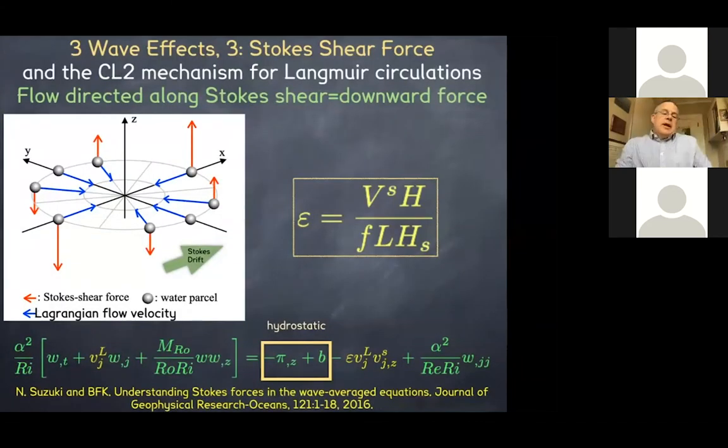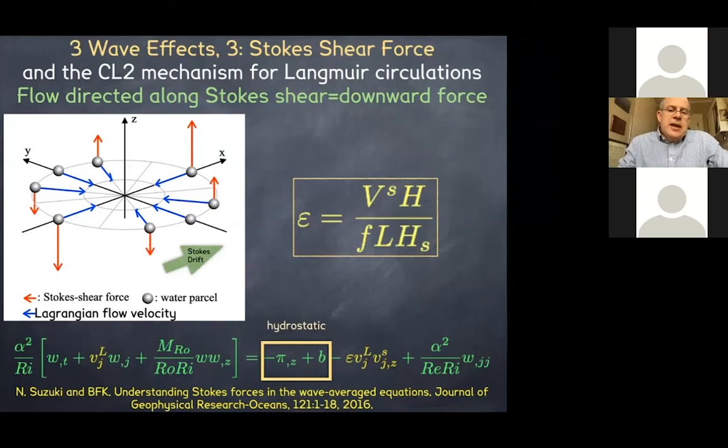But let me explain a little bit how this Stokes shear force works. It's a funny kind of term. It's like a Reynolds stress, and it's a second order correlation. It depends on the Lagrangian current and its dot product into the Stokes force or the gradients of the Stokes force. So it's a funny kind of tensor object. But this diagram illustrates it nicely: if you have the Stokes drift in the same direction as the Lagrangian flow velocity, indicated here with blue arrows, you get a downward force from this term. And if it's in the opposite direction, you get an upward force.